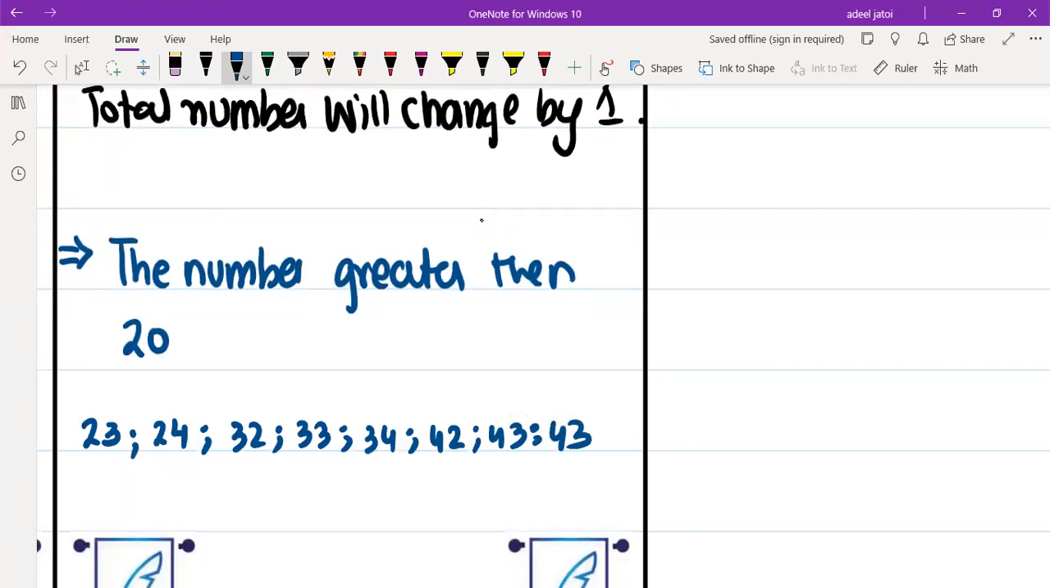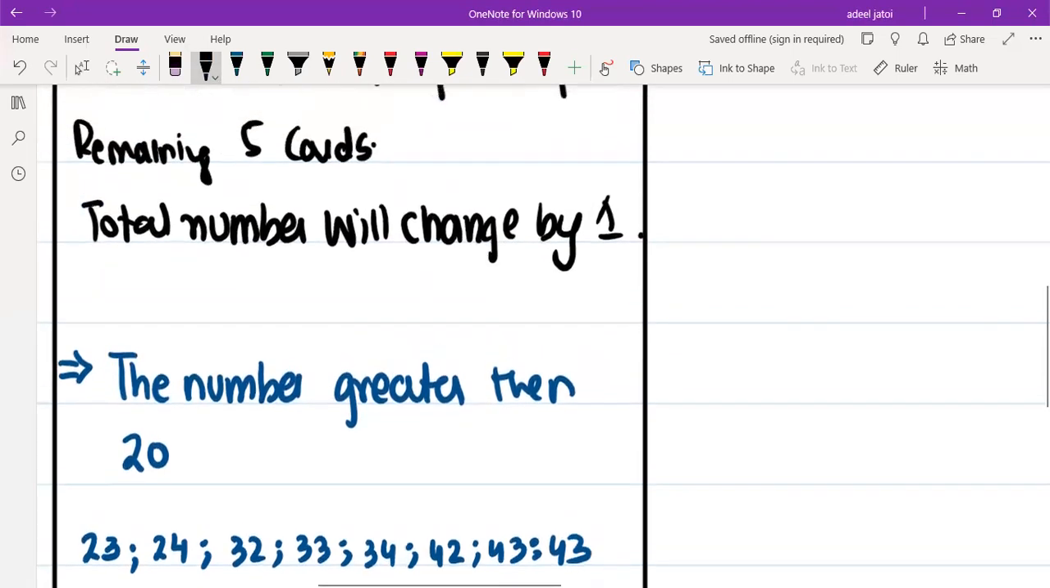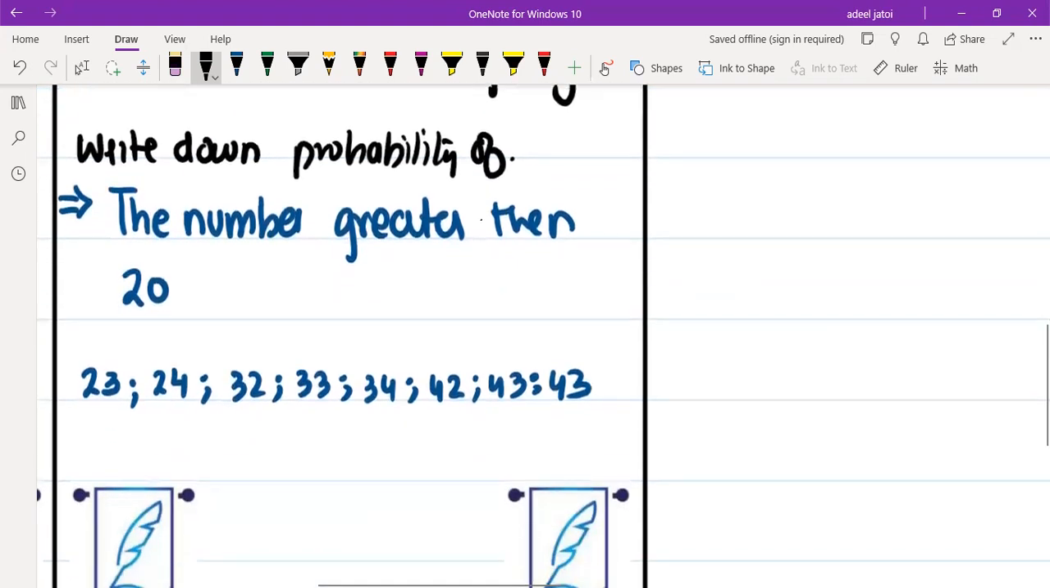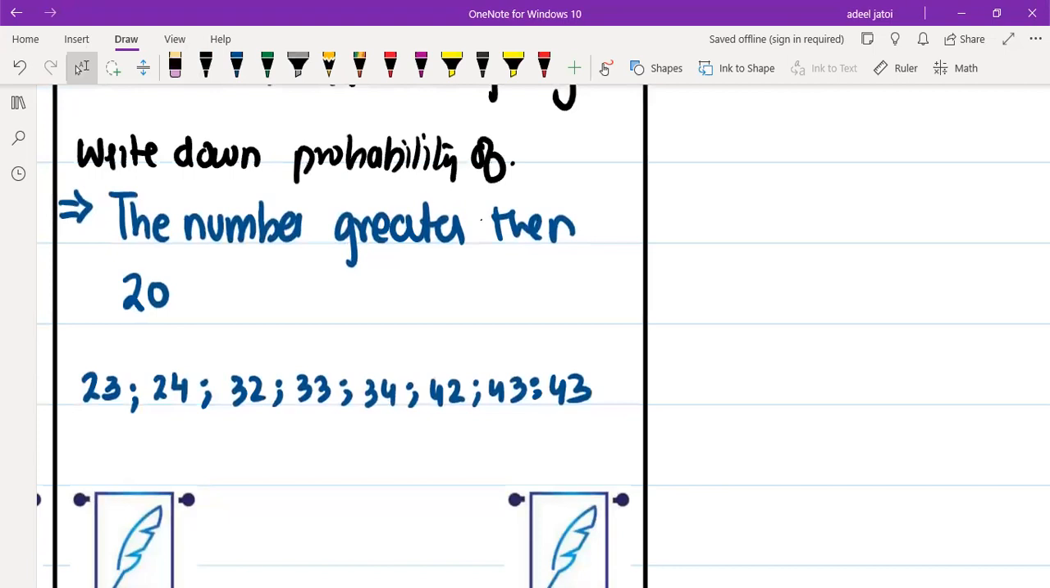Now what does the question say? Find out the probability of the number greater than 20. So can you see that all the numbers here are greater than 20. There cannot be any single number which is less than 20. So that means the probability for this particular question will be 1. Because the entire events are there as the required question.